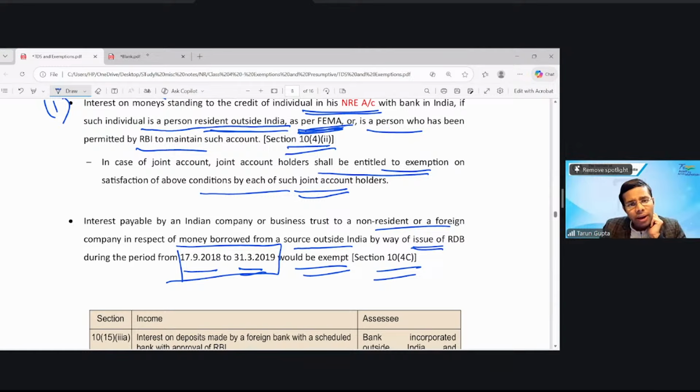So this exemption is still valid, because it might happen that RDB was issued during this period from 17 September 2018 to 31st March 2019, but the interest may be accruing, they may be active even now. This date is for the issue of RDB, as we discussed in the case of 94LC, not for the payment of interest. If the RDB was issued during this period and the interest is paid even now, then even now the interest shall be exempt in the hands of the non-resident who had subscribed to these RDBs. Okay.